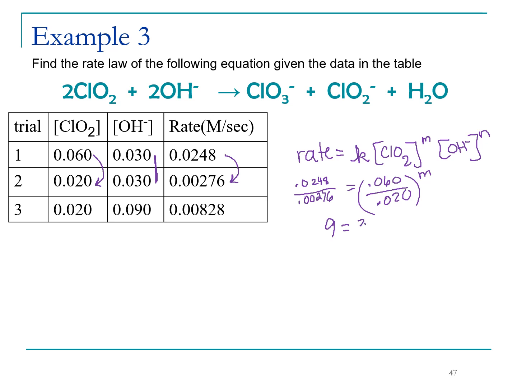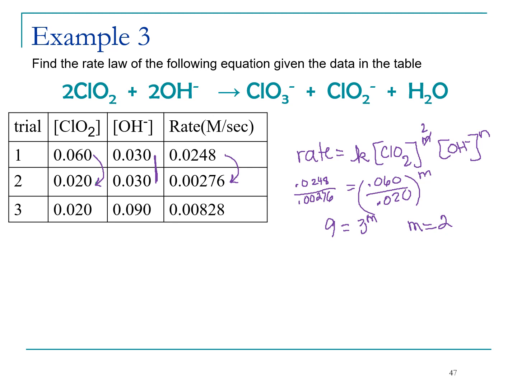9 equals 3 to the m, so m has to equal 2. 3 squared is 9. So we know that m is 2. It's second order with respect to ClO2. And now let's find the data for OH negative. Let me just do a different color.